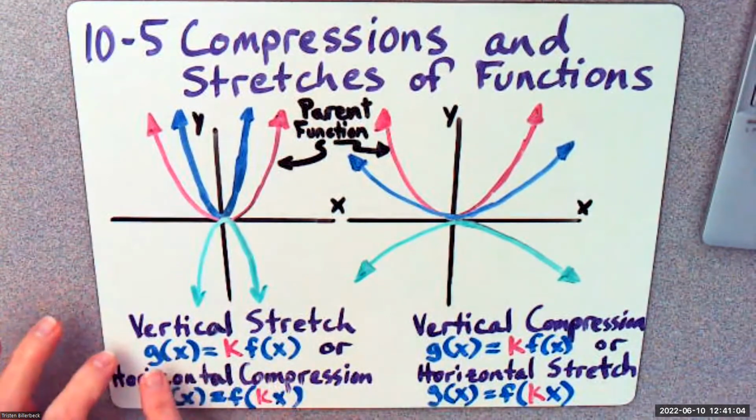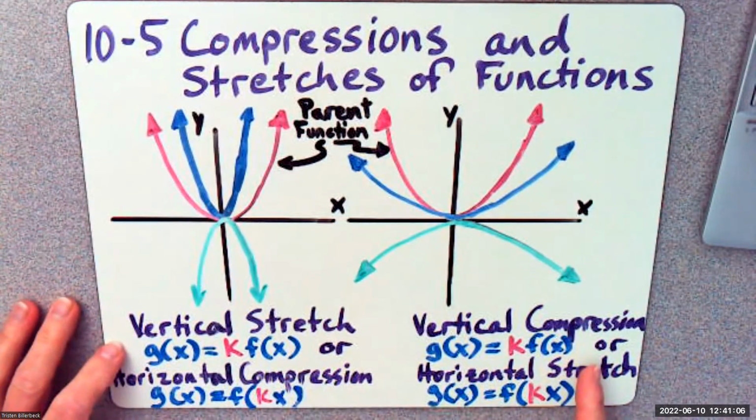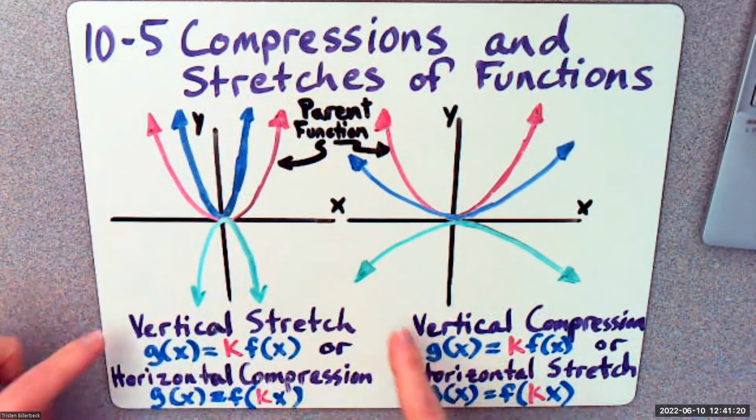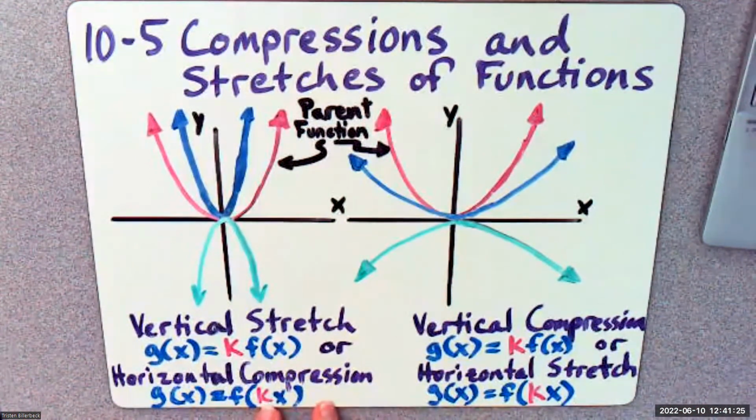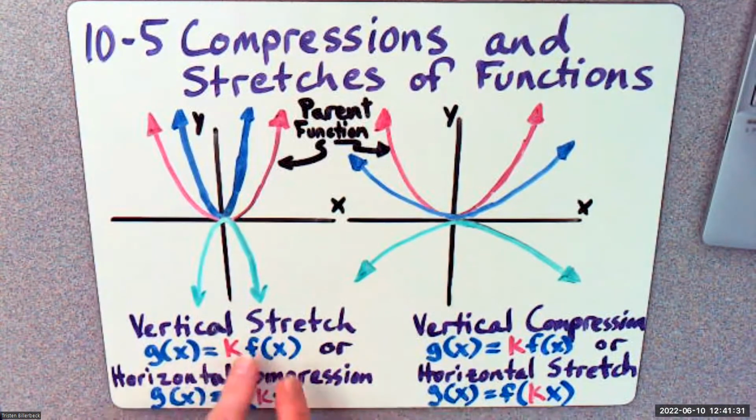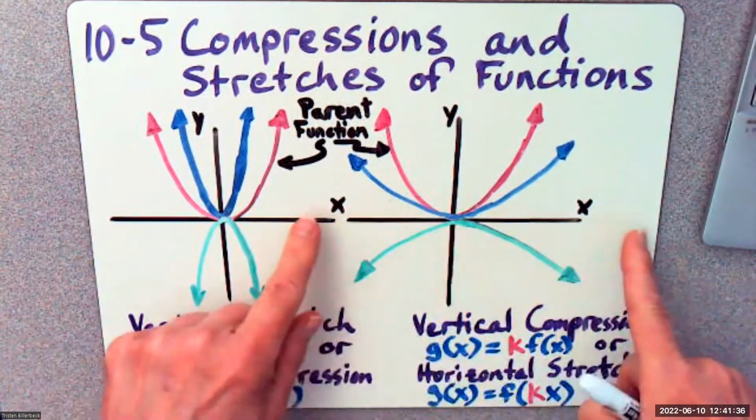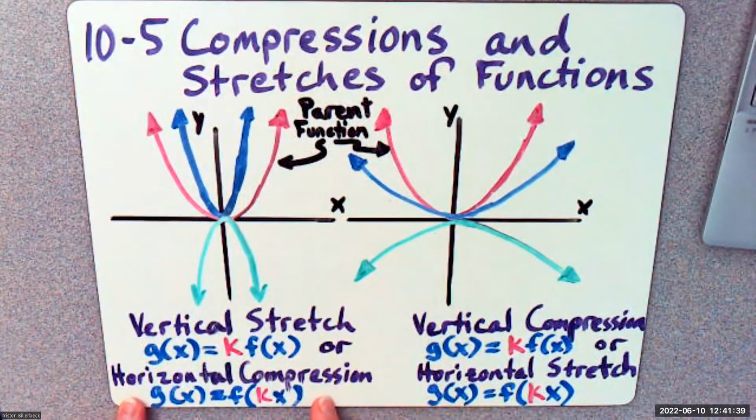Now, when we look at the formula, this is how we can tell the difference between a vertical or horizontal stretch or compression. It's where K is. If K is on the outside of the function and multiplying the whole function, it's a vertical stretch or a vertical compression. If K is inside the grouping symbol with the X, and not the whole function, but just the X, then it's in reference to the X-axis. So that's what makes it a horizontal compression or a horizontal stretch.